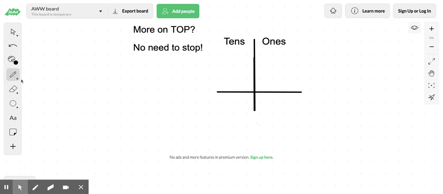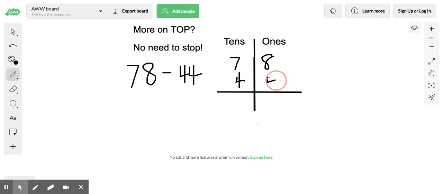All right, so next one, let's try a bigger number, 78. We'll say subtract 44. All right, 78 is going to go on top. And then the 44 is going to go on the bottom. All right. Got equal sign there. So now 78 subtract 44.